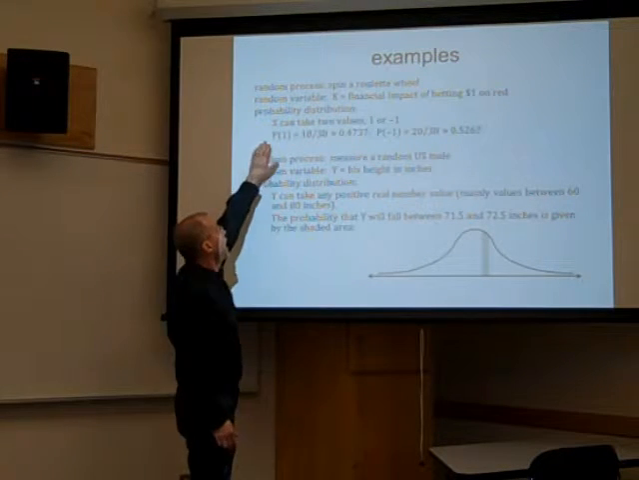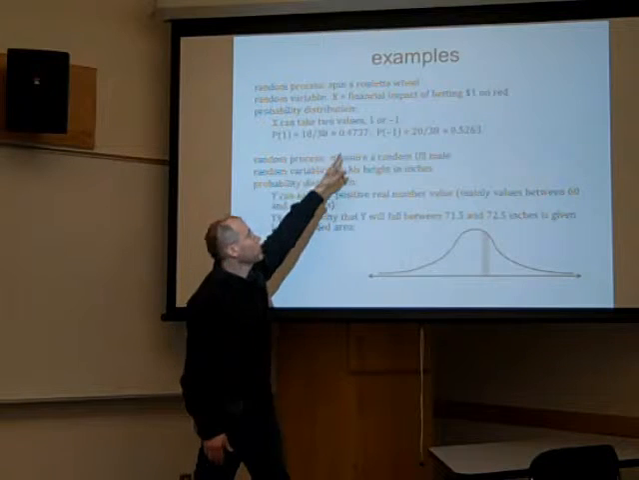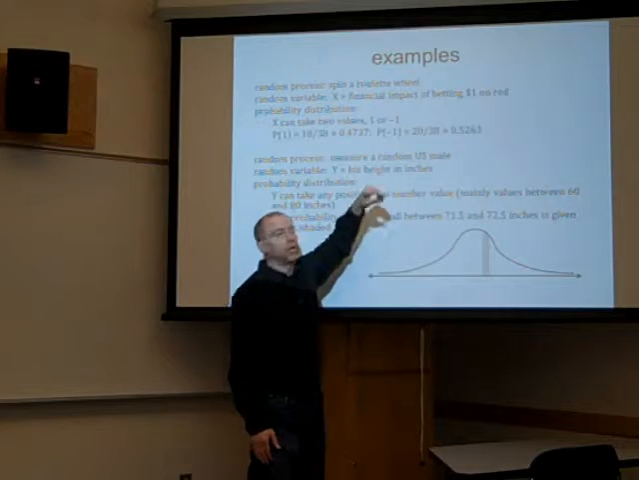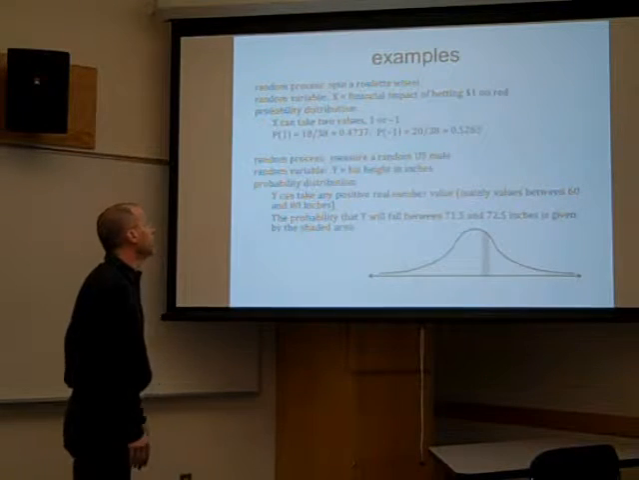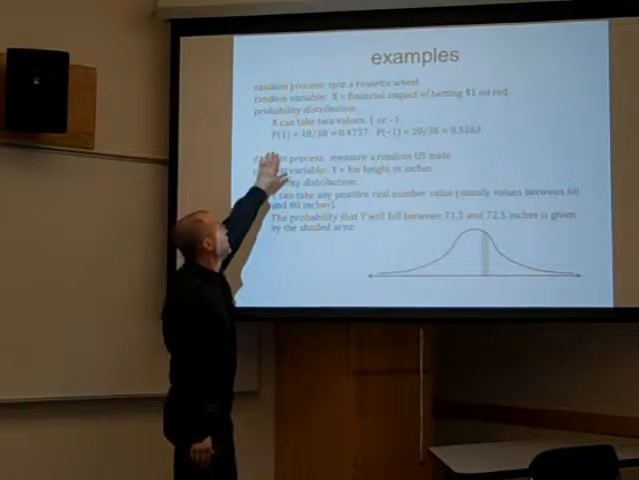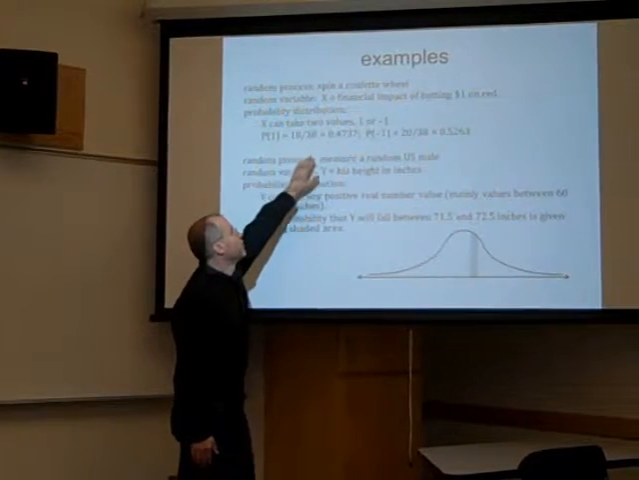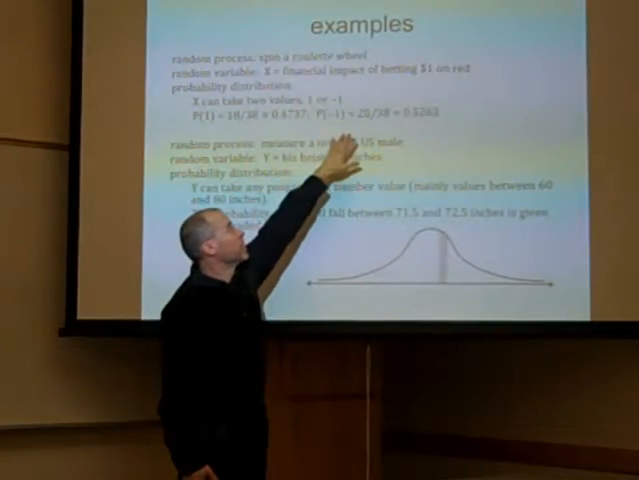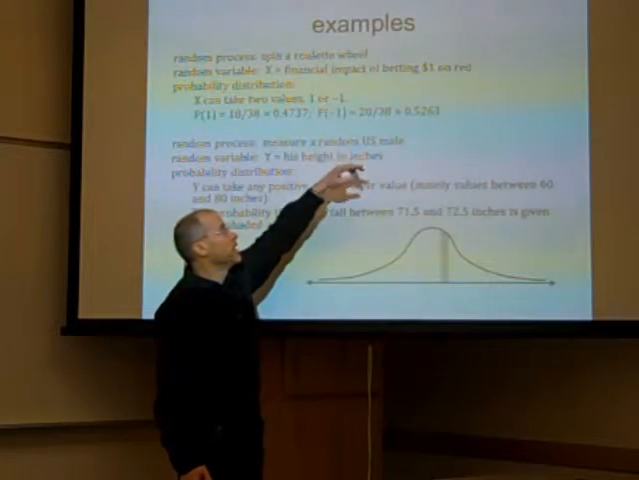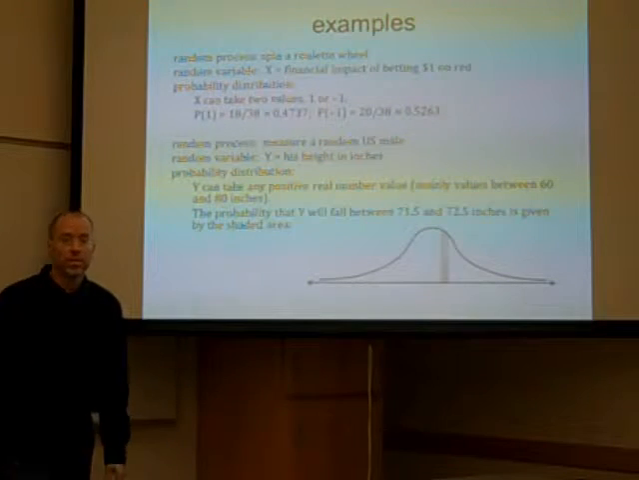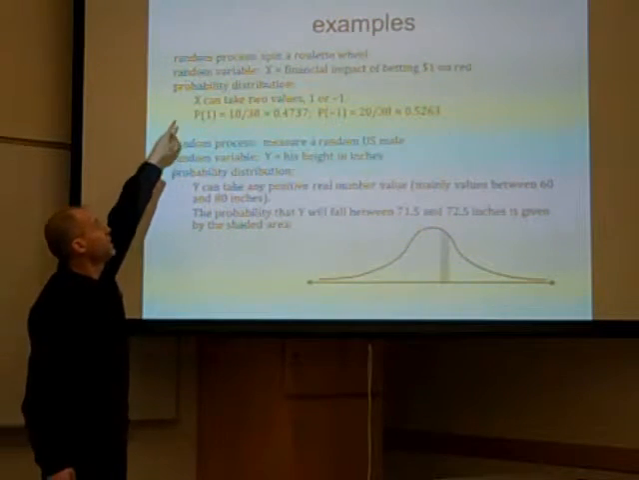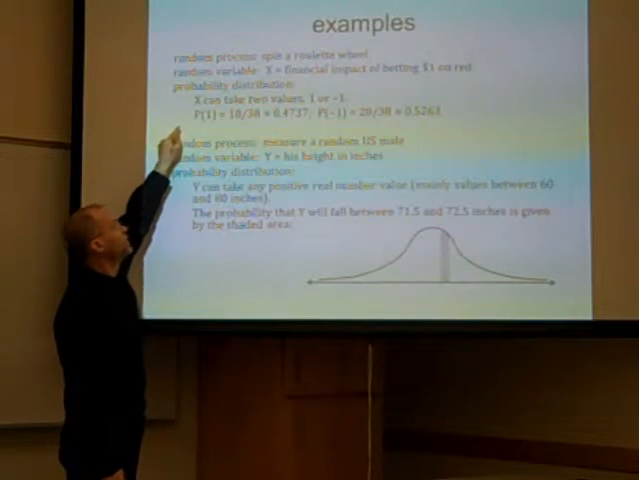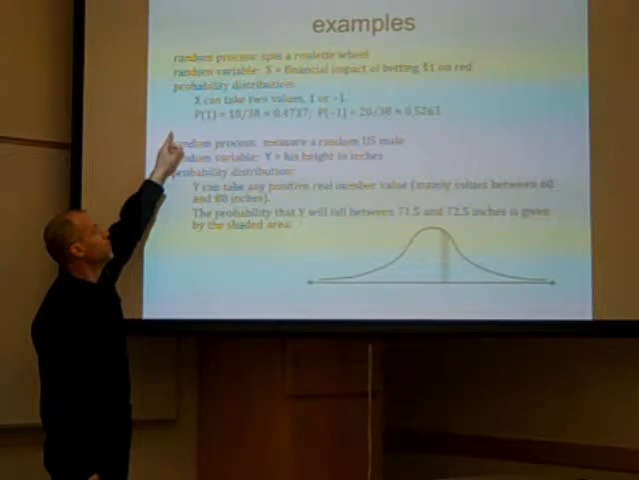So capital X is your random variable. It takes values 1 or -1. Basically your winnings or your results in this experiment. And the probability that you actually win $1 is 18 out of 38, or about 47.37%. The probability that you lose $1 is exactly 20 out of 38, about 52.63%. This is a probability distribution because it tells you exactly what values the random variable can take, and it tells you exactly what the probability of each of those is.